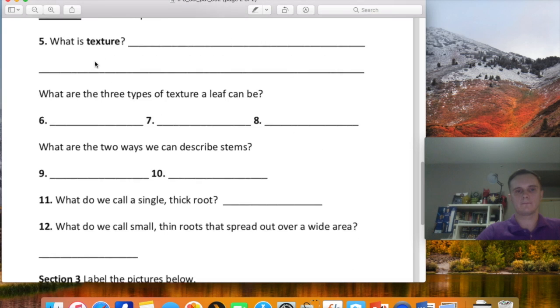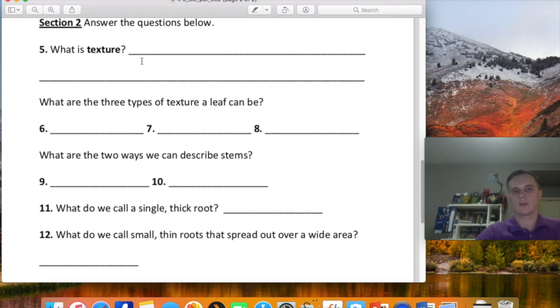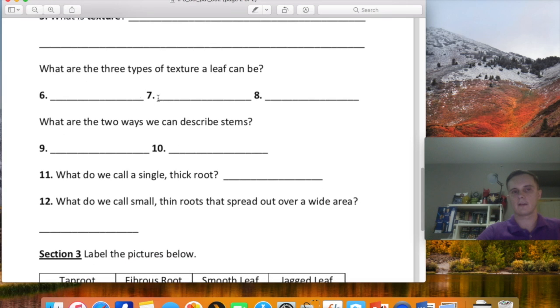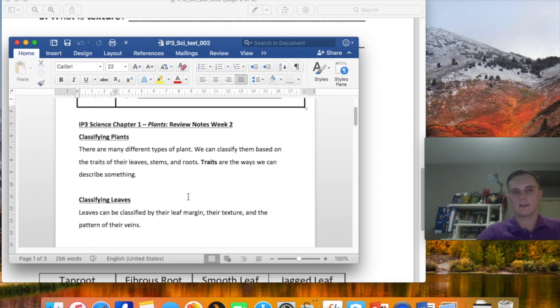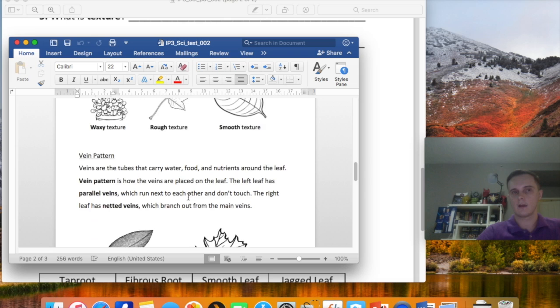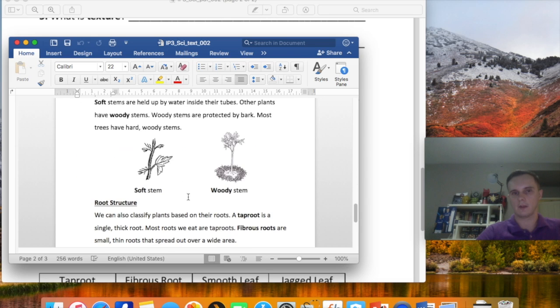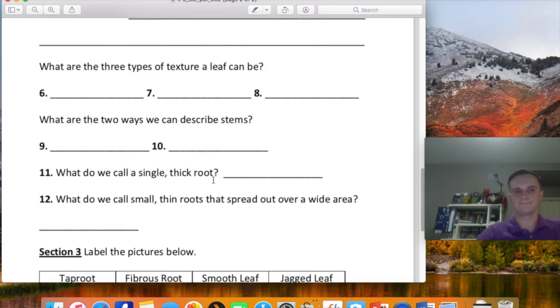Section 2, again, you have some questions to answer. I'm going to see for this one, a full sentence. For these, you can just find the answer. Again, you don't need to watch the whole video again. You should have these notes. All of the answers to these questions are in the notes that you have. So read the notes, find the answers.